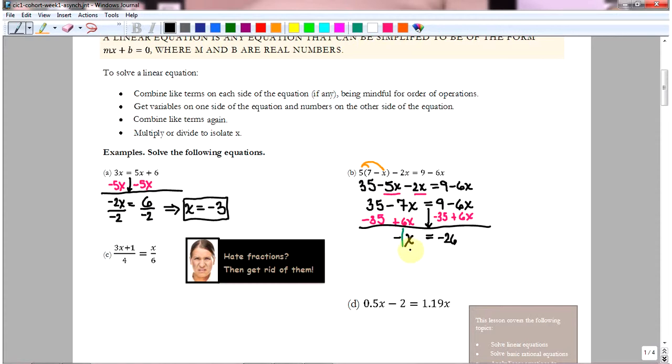Okay, well, we don't have x by itself yet because we have that negative there. So what do we do to get rid of the negative? Well, you can think of it as dividing both sides by negative 1 or multiplying both sides by negative 1. So we end up with our final answer of x is equal to a positive 26.